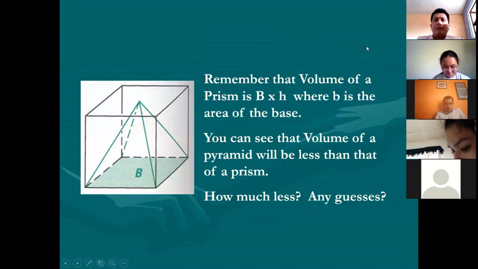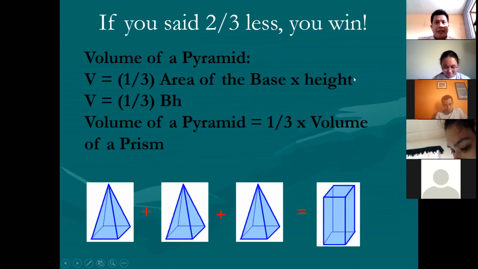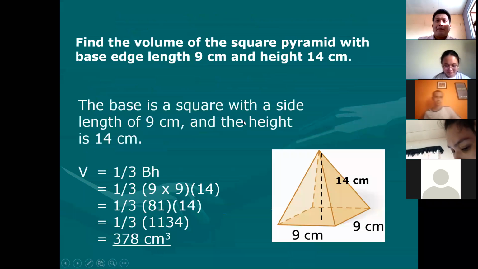The last one. Here, class, there's a comparison. 3 pyramids is equal to 1 prism. So that is why the volume of a pyramid is 1/3 of the volume of a prism.